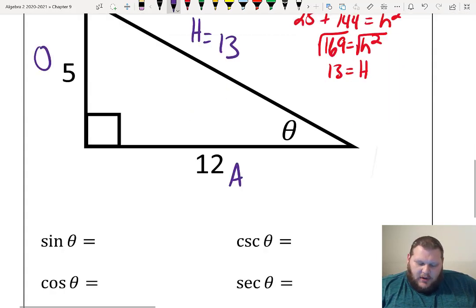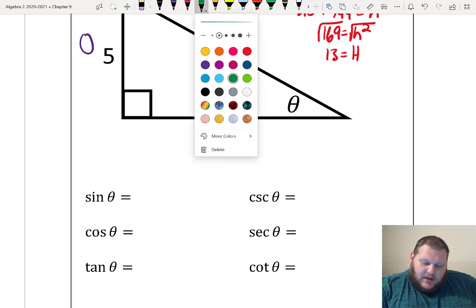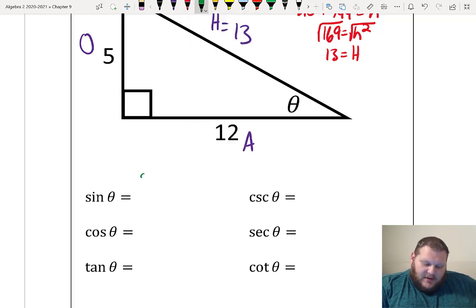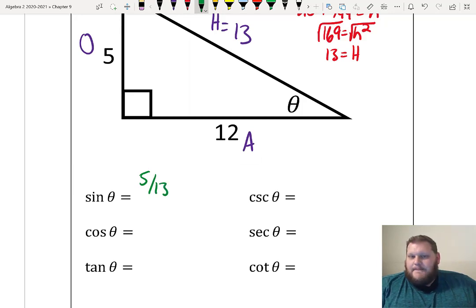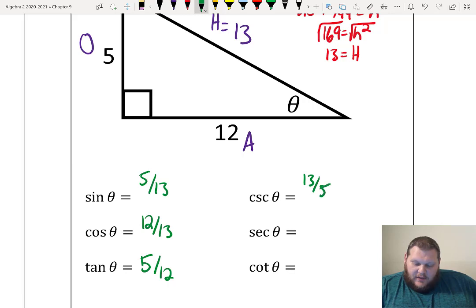And it's just like we did for box 2. I'm going to scroll out far enough that I can see everything. So again, SOHCAHTOA. Let's do that in green. Sine is opposite over hypotenuse, so 5 over 13. Cosine is adjacent over hypotenuse, so 12 over 13. And then tangent is opposite over adjacent, so 5 over 12. And then my three reciprocal functions are just the reciprocals of those three that we just did. So 13 over 5, 13 over 12, and 12 over 5. Awesome.